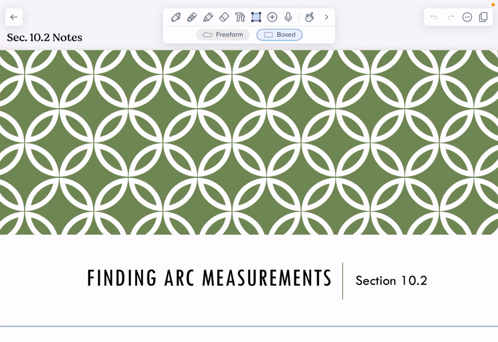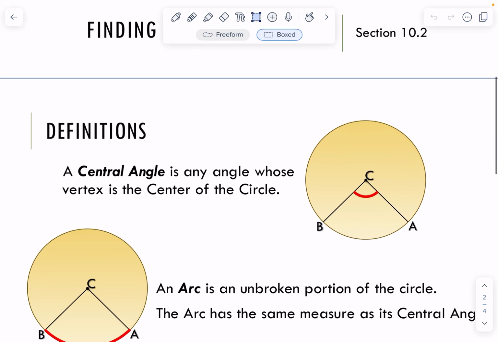We're continuing in chapter 10. This time we are finding arc measurements. Okay, the arc, so a central angle is an angle whose vertex is the center of the circle. Now, in order for that to be true, then these both have to be a radius.